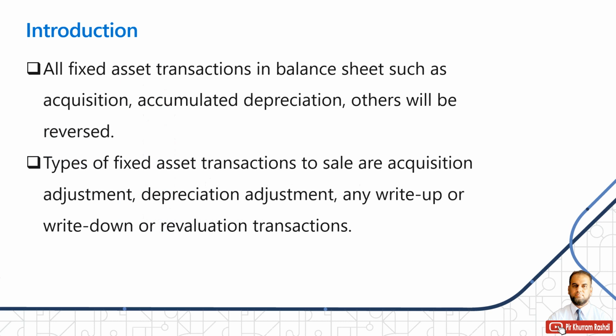Okay, so to start with, all the fixed asset transactions which are in the balance sheet, like acquisition, like accumulated depreciation, and others will be reversed, the same as those are reversed in the scrap. The same in the sale of a fixed asset also, these need to be reversed. And the types of fixed asset transactions for sales are basically acquisition adjustment, depreciation adjustment, and any write-ups, write-downs or revaluation transactions. So these will happen when you sell the fixed asset.